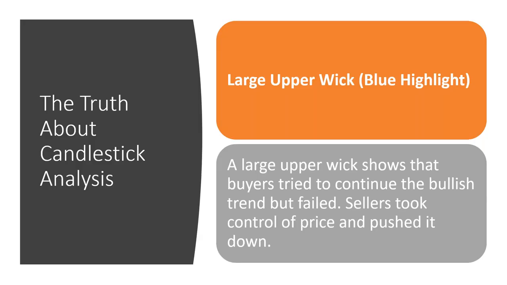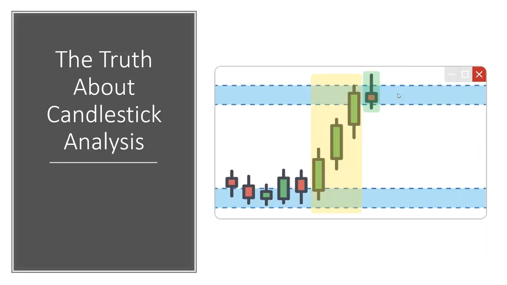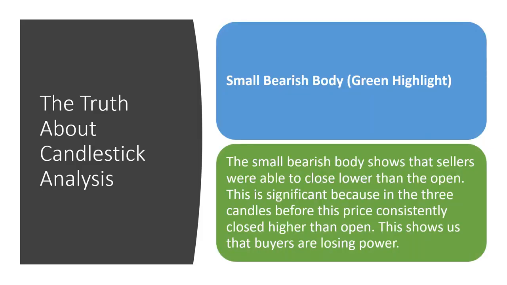Now we have to remember, and this applies in a down movement and an up movement, they're just mirror images reversed. So we would need a large upper wick that shows the buyers tried to continue the bullish move. See here, we have the large upper wick. So it shows that the buyers are able to push price up. It also has a small bearish body. The small bearish body shows that sellers were able to close lower than the open. This is significant because in the last three candles before this, price consistently closed higher than open.